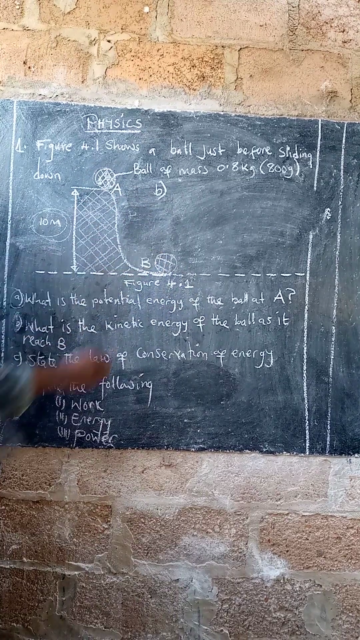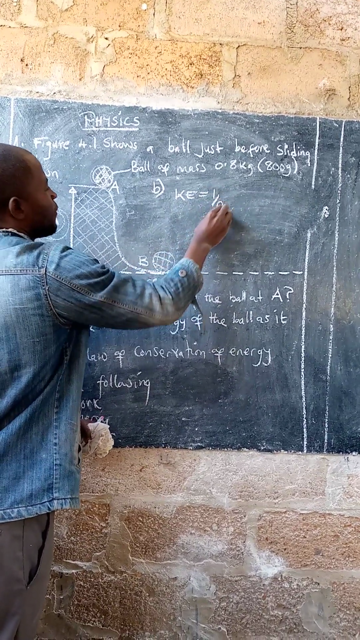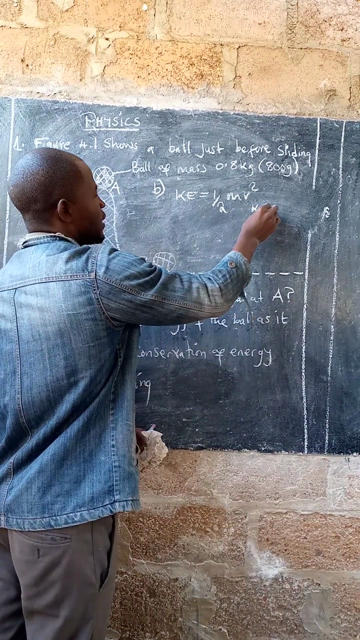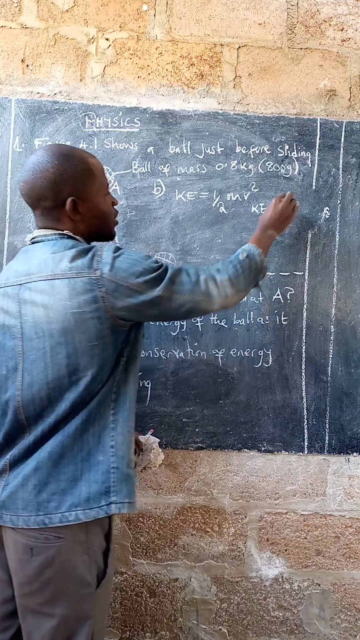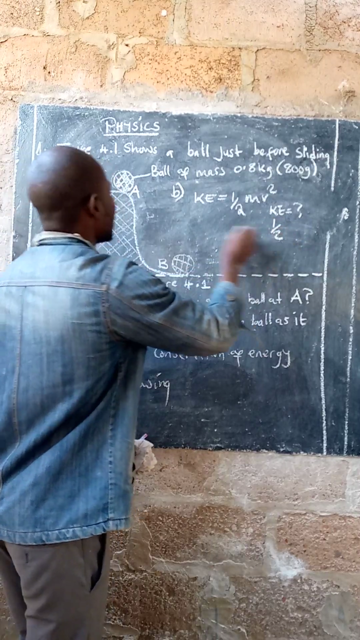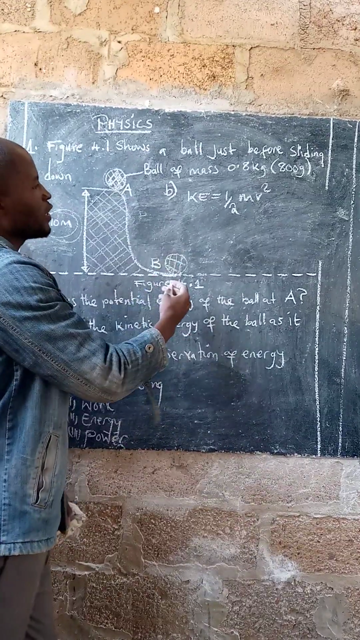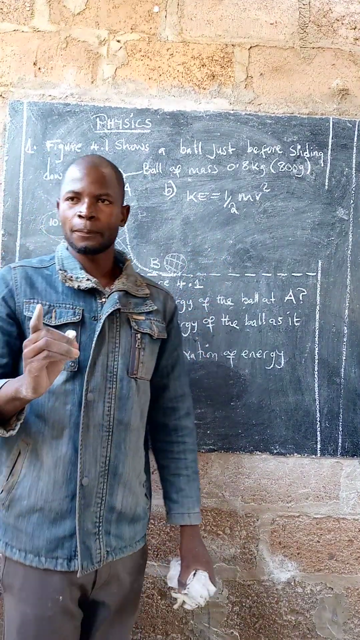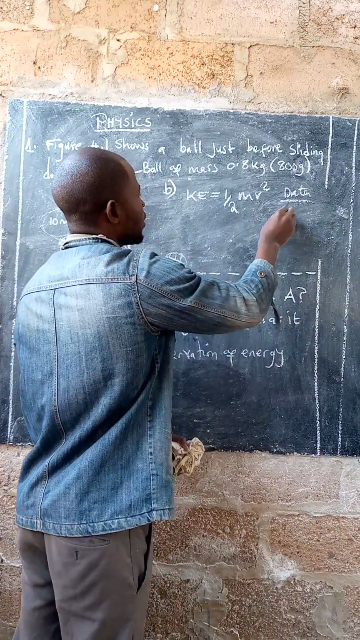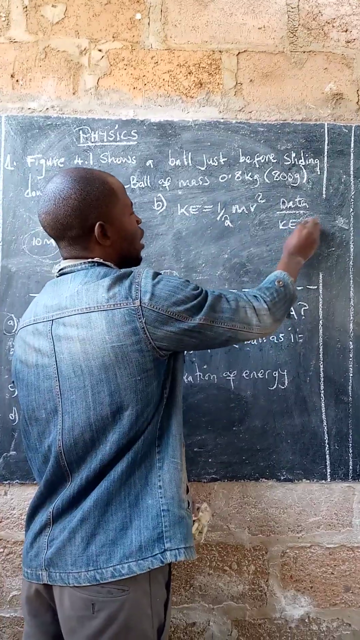Meaning from A to B, the formula which we are going to use is kinetic energy is equal to half mv squared, where K is our kinetic energy, the one which we are looking for. Are we together? When you're solving this question, you come up with the data. Before you solve, group your data. Kinetic energy is the one we are looking for.